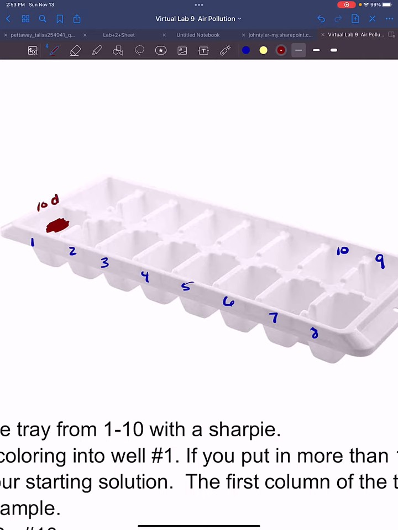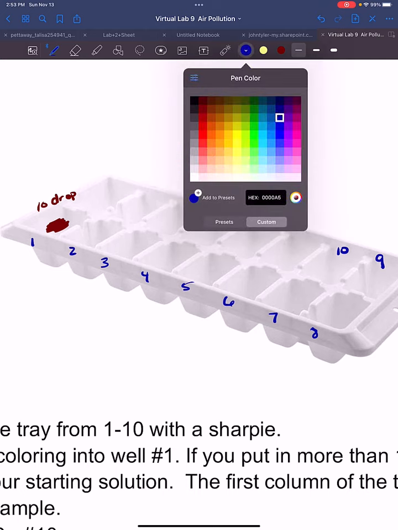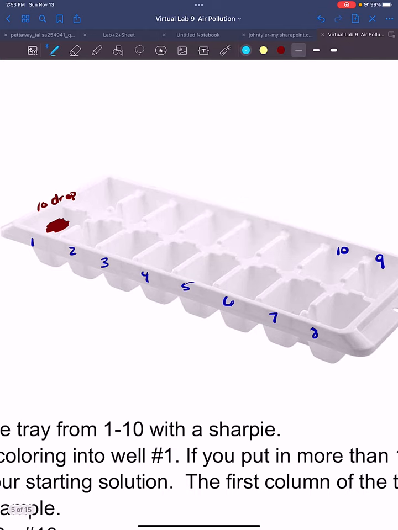Okay, 10 drops. And then I'm going to take water, to represent water, and I'm going to put 9 drops of water in the rest of the wells. And come down using a clean pipette. So that's 9 drops of water in the rest of them.